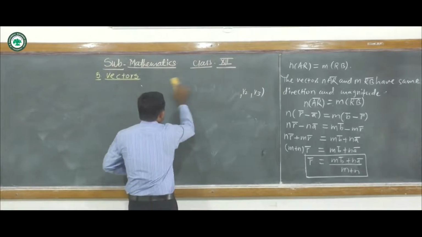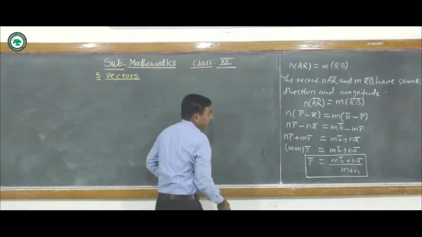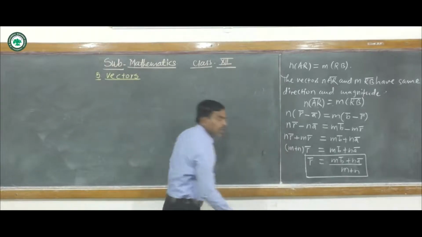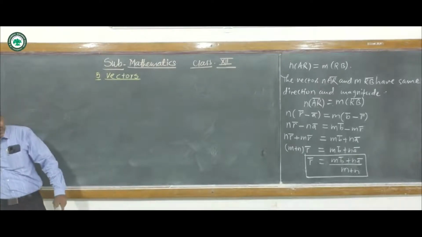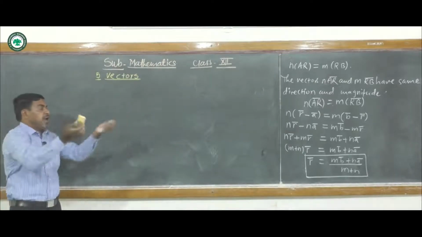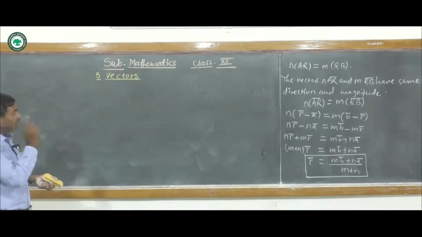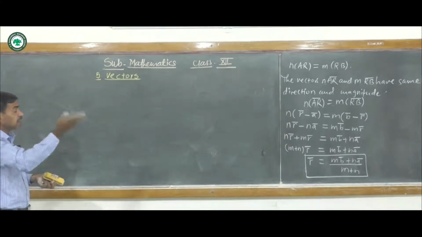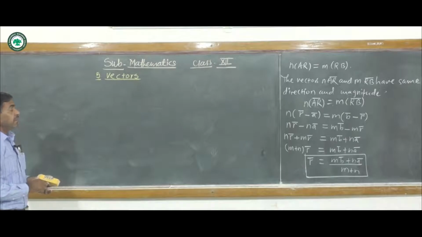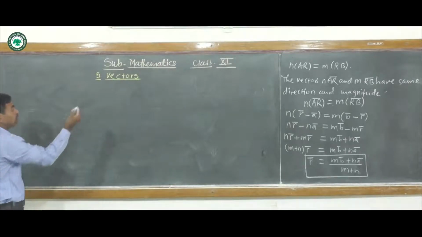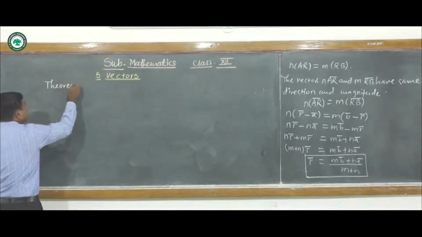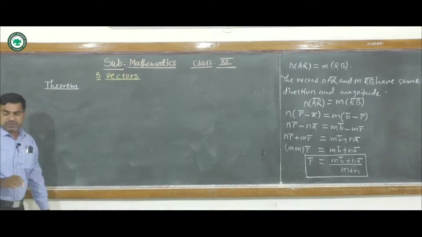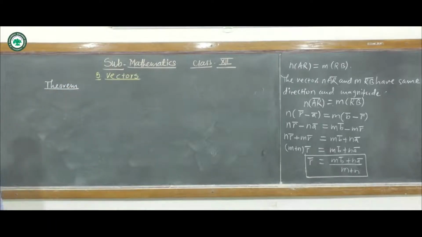The first theorem is the section formula for internal division, because the point R divides the segment AB internally in the ratio m as to n. Now here, if the point R divides the segment AB externally in the ratio m as to n, then what is the section formula? That section formula is called the section formula for external division. So we see the theorem of section formula for external division.